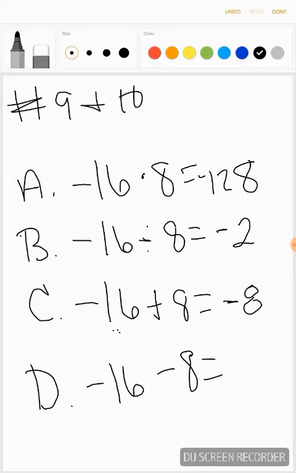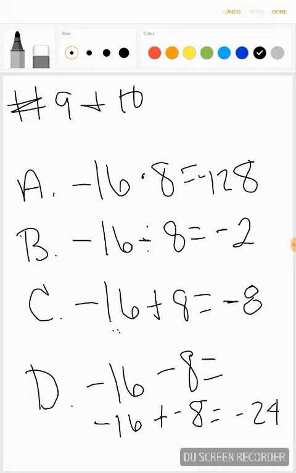For the next one, we would have to keep change because it's subtraction. So we have negative 16 plus a negative 8. Same signs, we're going to add and keep the sign. So that is going to give us a negative 24.